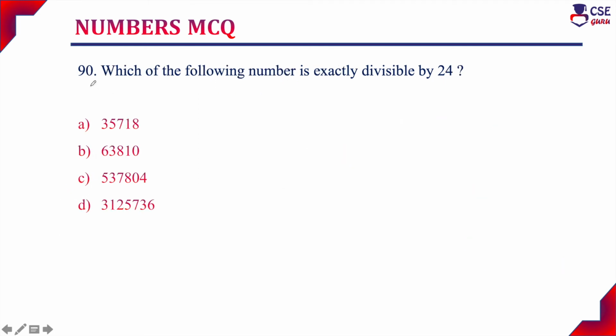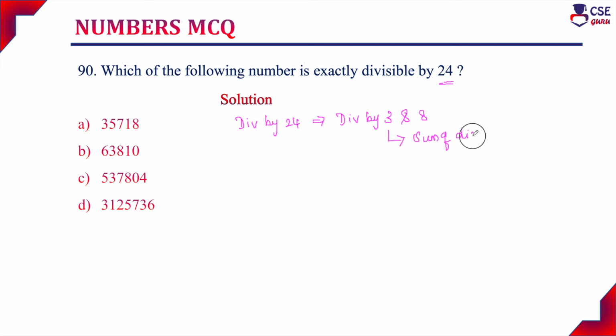Next, problem number 90. Which of the following numbers is exactly divisible by 24? So the divisibility rule for 24 is that the given number should be divisible by 3 and 8. The divisibility rule for 3 is the sum of digits should be divisible by 3. And the divisibility rule for 8 is the last 3 digits should be divisible by 8. So now we will check the divisibility rules for 3 and 8 for all these 4 options.